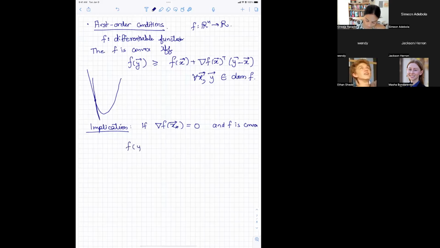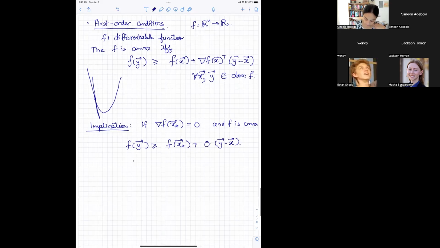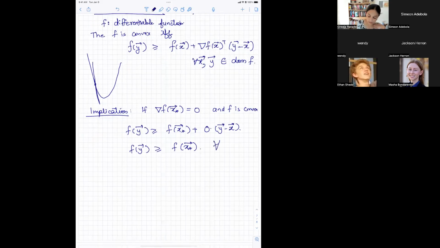Then I can say that f of y is always greater than or equal to f of x star plus 0 times y minus x star, which means that f of y is always bigger than f of x star. This is true for every y in the domain. Therefore, x star is a global minimum.